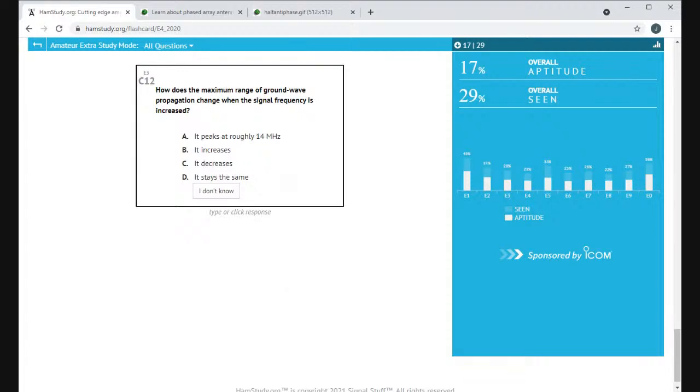How does the maximum range, and did this one already?